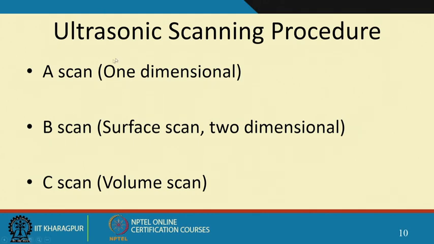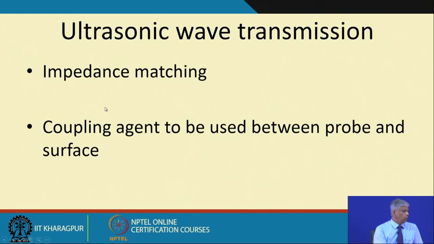So, the scanning procedure, there are names given for it. A scan is a one dimensional scan, B scan is a two dimensional scan or a surface scan, and C scan is a volume scan. But most important is, as I was mentioning, this impedance matching. So, coupling agent is to be used between probe and surface, okay, and that is something one has to keep in mind.